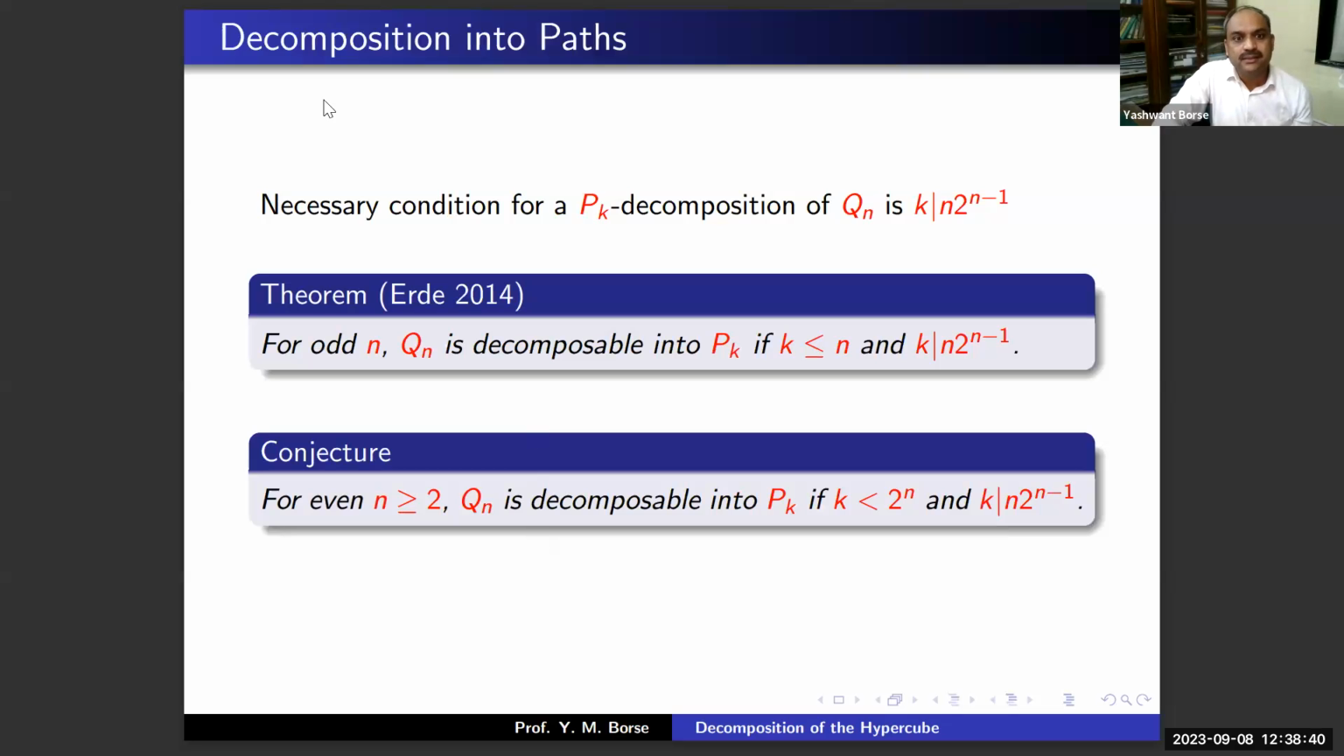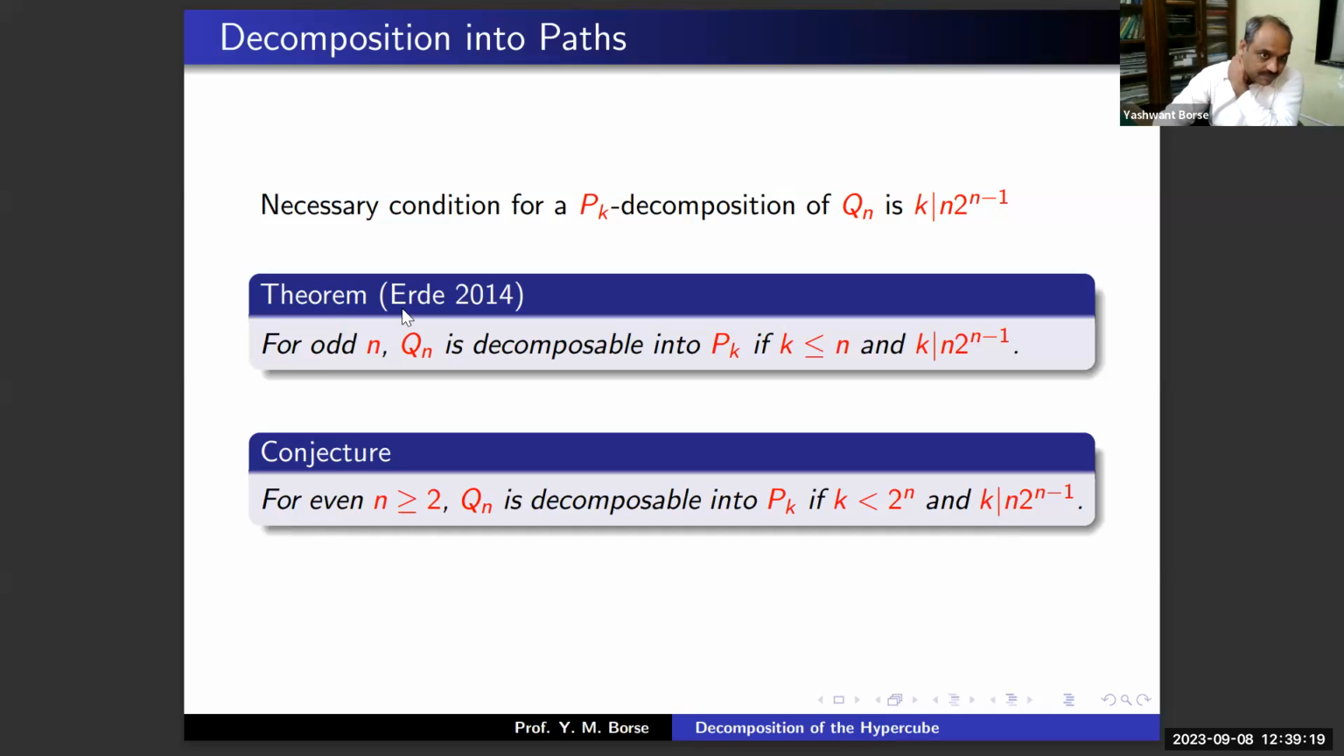What about paths? To get the decomposition of Qn into paths Pk, what we need is that, here Pk means k is the number of edges in the path. So I should have Pk plus 1 actually, right? So the number of edges of the path should divide the number of edges of Qn. Otherwise we have to say that Pk means a path containing k edges, or I should write Pk plus 1 here. So k must divide the total number of edges, n into 2 raised to n minus 1.